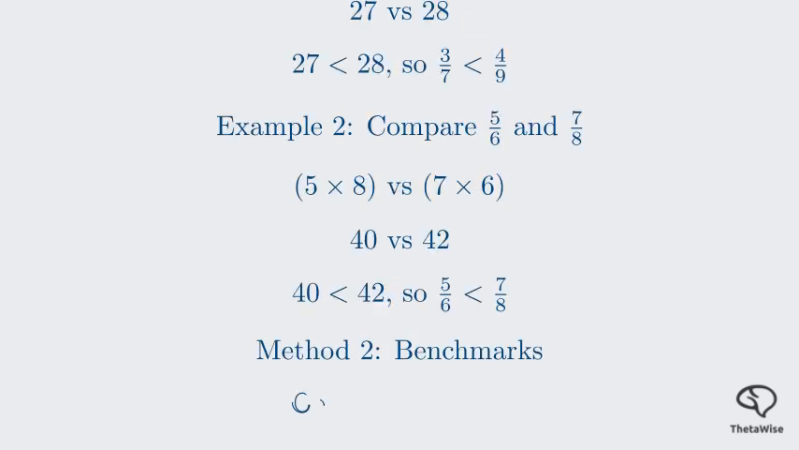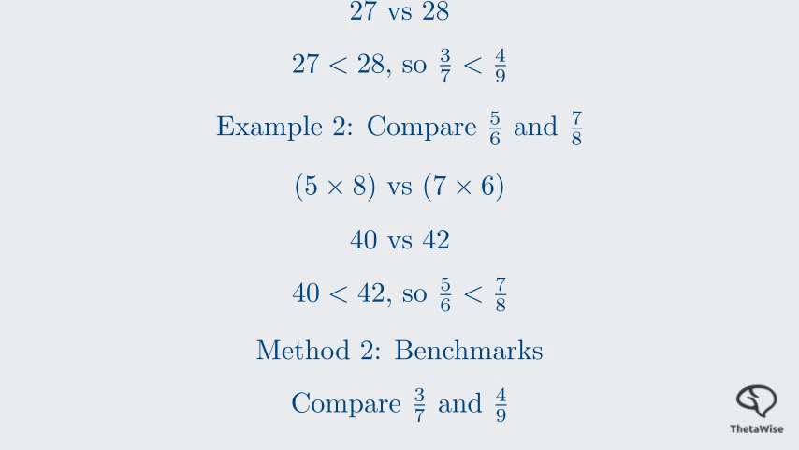Another useful technique, especially for estimation, is to use benchmark fractions like 1/2 or 1. This can help you quickly get a sense of scale. For 3/7, half of 7 is 3.5. Since 3 is less than 3.5, we know 3/7 is less than 1/2. For 4/9, half of 9 is 4.5. Since 4 is also less than 4.5, 4/9 is also less than 1/2.